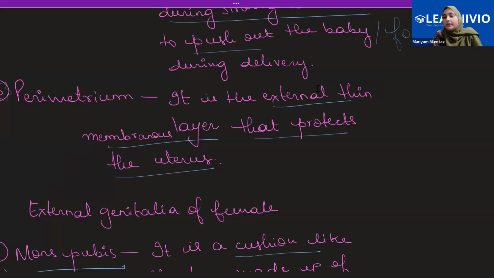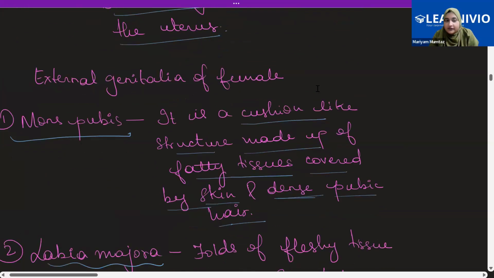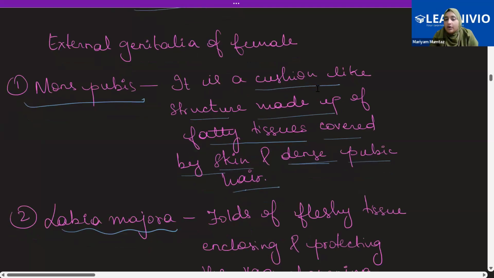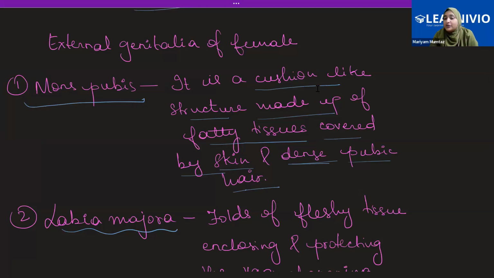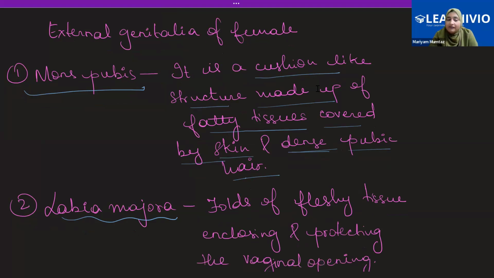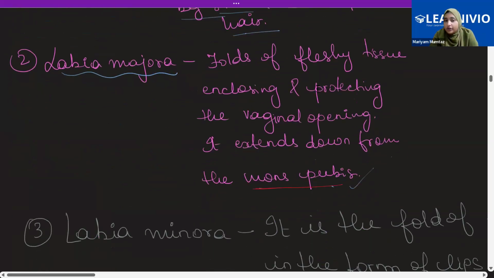Now, just like how we talked about the external genitalia of the males, that was the penis, now we're going to talk about the external genitalia of the female. The first part is the mons pubis, which is that part of the pelvic area where the pubic hair is present. It is a cushion-like structure made up of fatty tissues, covered by skin and dense pubic hair. After that comes the labia majora.